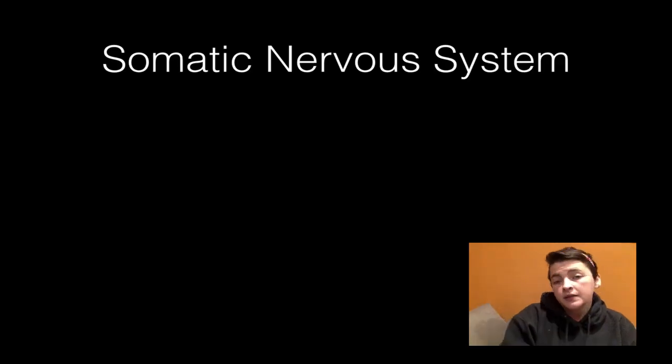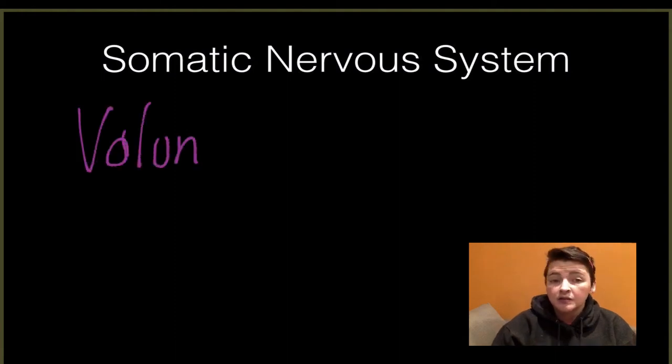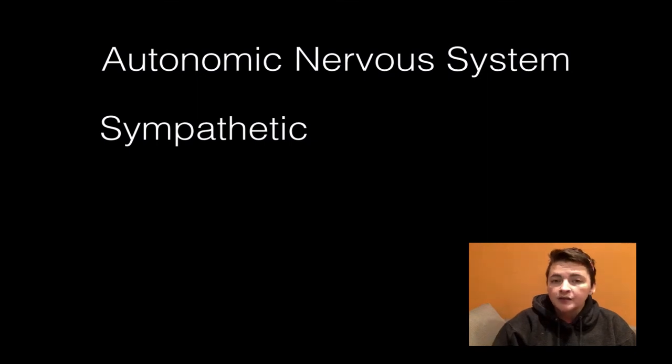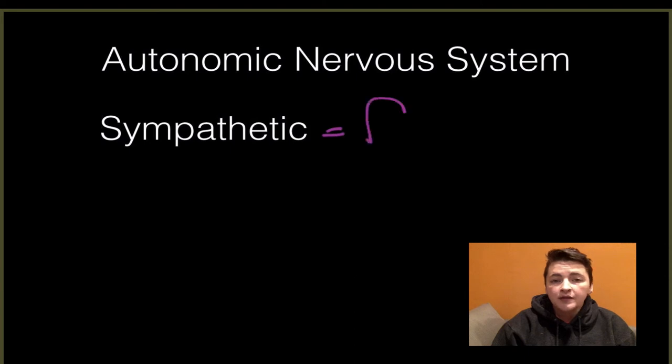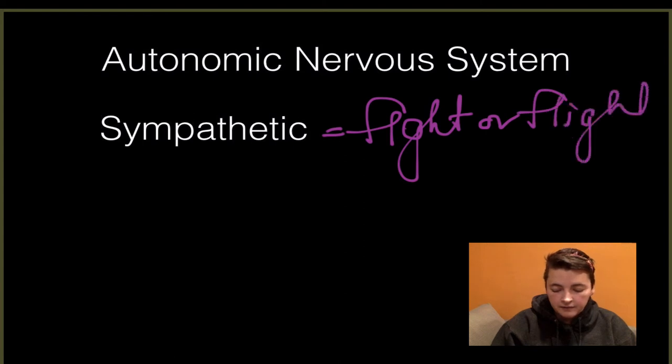The nervous system has 2 main subdivisions. One, the somatic nervous system. The somatic nervous system is your voluntary nervous system. This mostly controls your skeletal muscle, as your skeletal muscle is voluntarily controlled. Your autonomic nervous system is automatic, and there are 2 portions to the autonomic nervous system. We have the sympathetic. Sympathetic is your fight or flight. So this is your adrenaline rush.